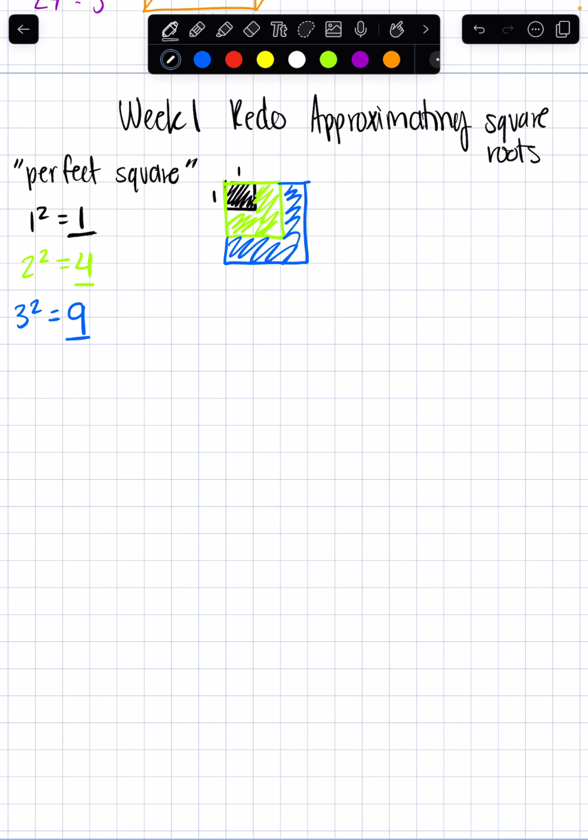So anything that we've made in your lists in the past that are in your notebook, those are all perfect squares, okay? And if you're doing the opposite, actually, let me put it this way. If you're square rooting a perfect square, you will get a whole number.